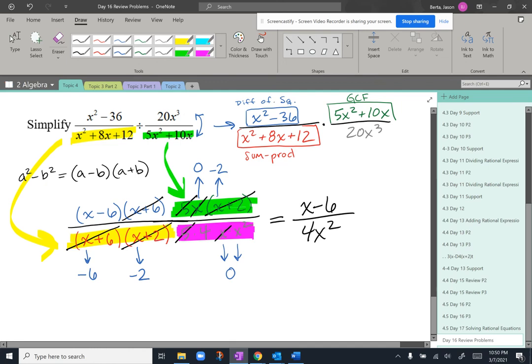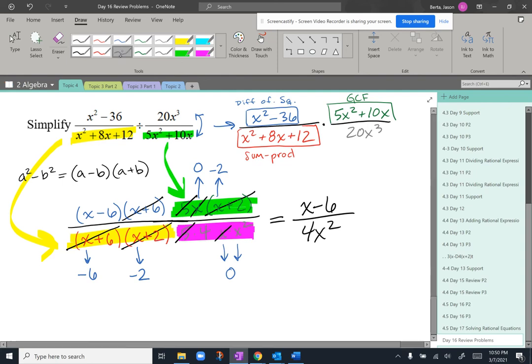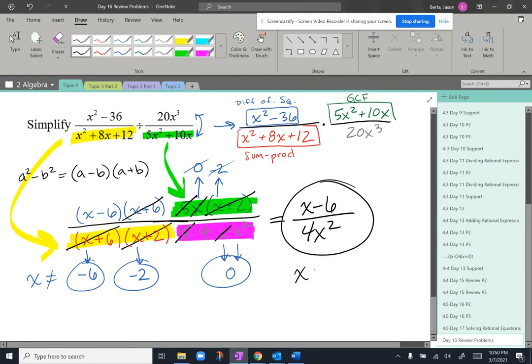So taking all these into account together, it looks like we cannot have an x value of -6, -2, or 0. These are duplicates, so we don't have to worry about those. We can rewrite this problem as x minus 6 over 4x squared, where x cannot equal -6, -2, and 0.